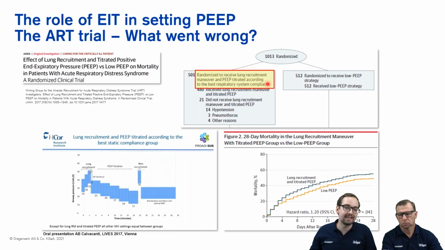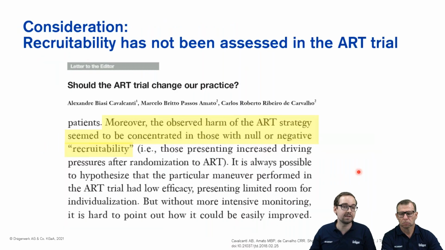I would say not yet, because what this study data actually more clearly shows is that if you perform lung recruitment in a patient who is a non-responder, who does not benefit from higher airway pressures, we are seeing a significant increase in mortality. And this is not just my opinion. This is something which has been stated, of course, also by some of the original authors in a letter to the editor.